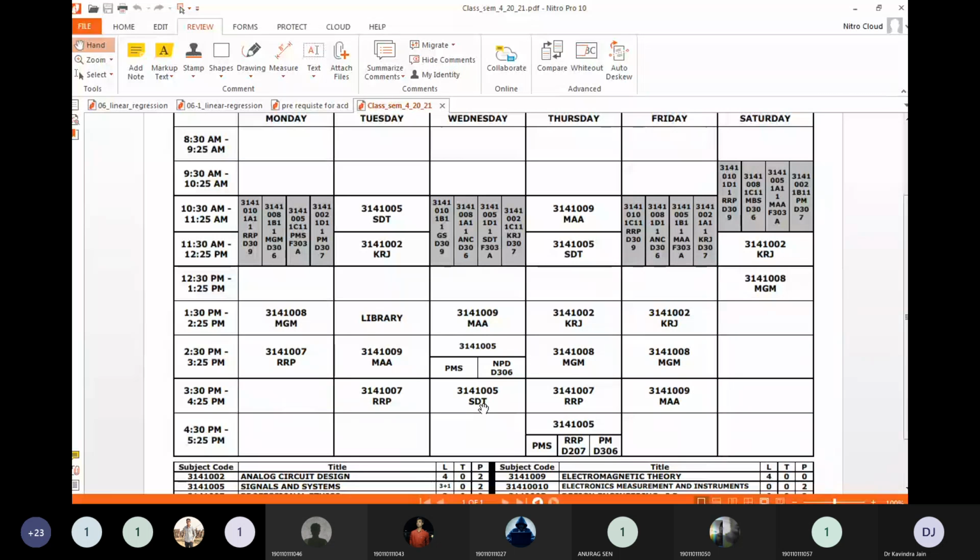And today you found an error that at 1:30 you were having a lecture of Rohit Parmar sir. Now this lecture is at 3:30 and my lecture is going up, that is at 1:30. So there is no lecture of Rohit Parmar sir in Friday. Rohit Parmar sir would be having three lectures: Monday 2:30, Tuesday 3:30 and Thursday 3:30. I am having four lectures: Tuesday 11:30, Thursday 1:30, Friday 1:30 and Saturday 11:30. I hope it's clear.